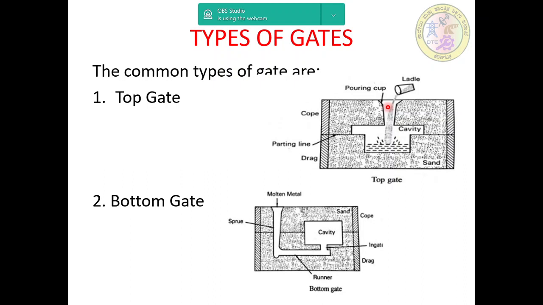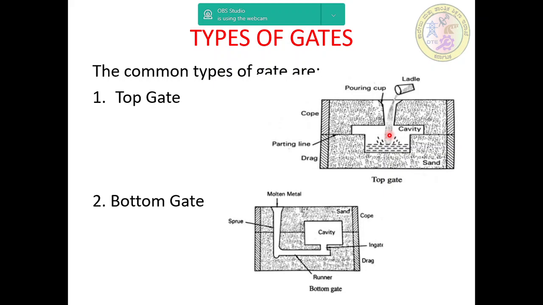They are the most efficient type of gating systems, and simple to mold. The main thing is, whatever molten metal flows into the mold cavity, it flows directly from the top side. But the only drawback is that some erosion will take place, with direct impact on the mold surface.